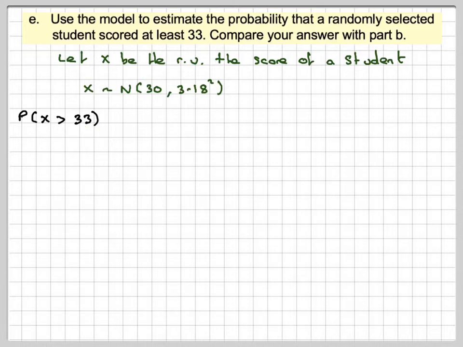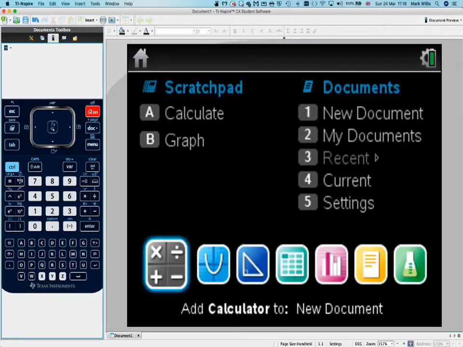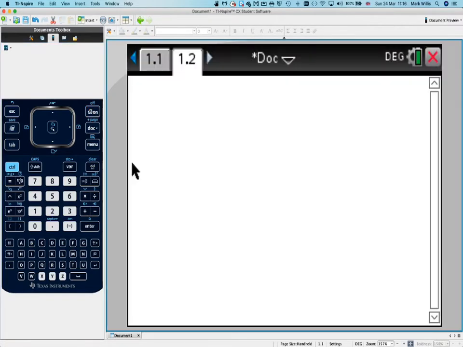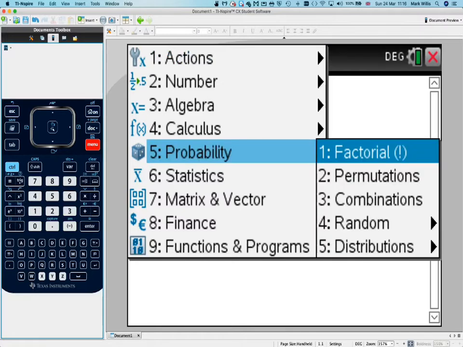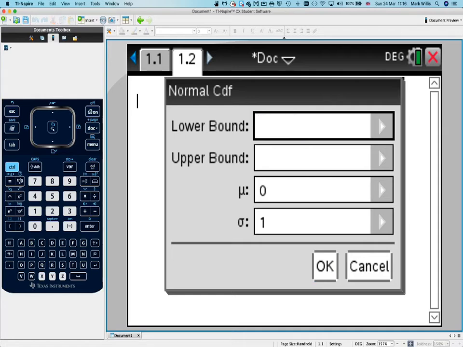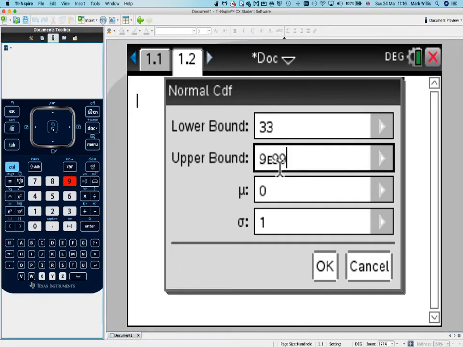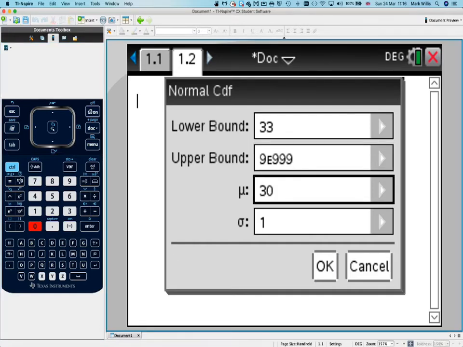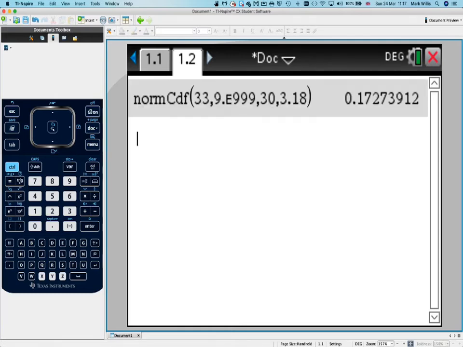So go to your calculator, select a calculation mode, then do Menu, Probability, 5 Distributions, and choose the normal CDF. Change the lower bound to 33, and for the upper bound just put a large number in. I'm going to put 9E, so 1,000 will probably do it as well. The mean needs to be changed to 30, and the standard deviation is 3.18. Press OK, and you get your probability here, 0.1727.